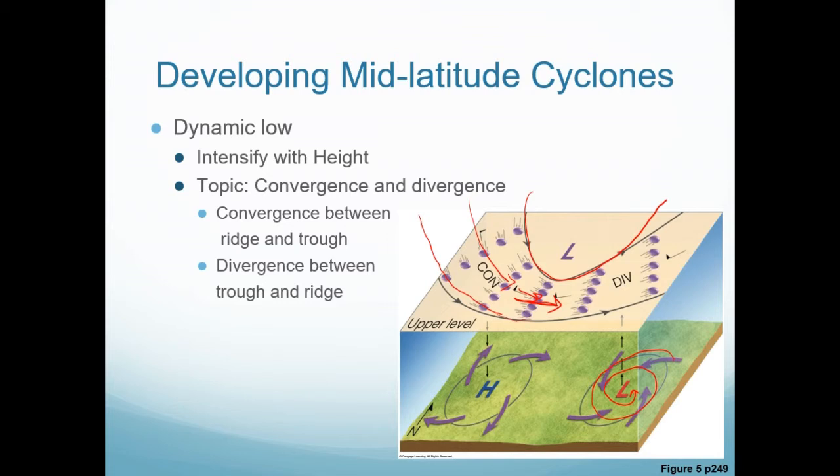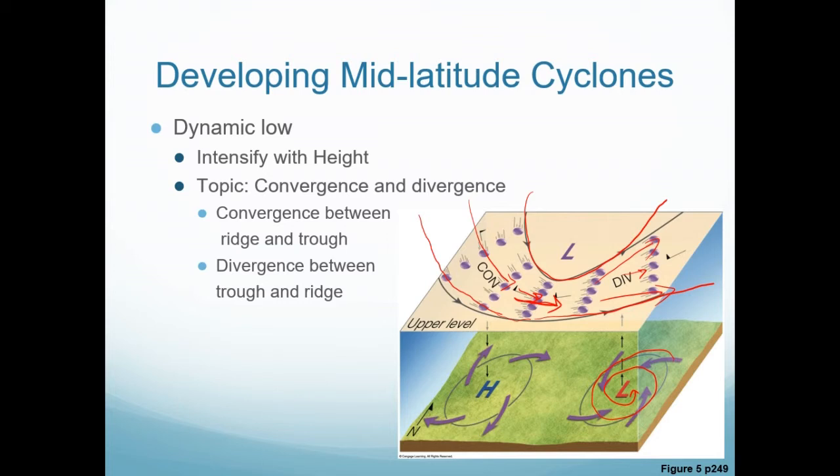But then after you pass the base of the trough, notice that your isobars actually spread apart. You're going to have diverging air. The air is going to move away from each other, and you're going to have slower winds above that low pressure system.